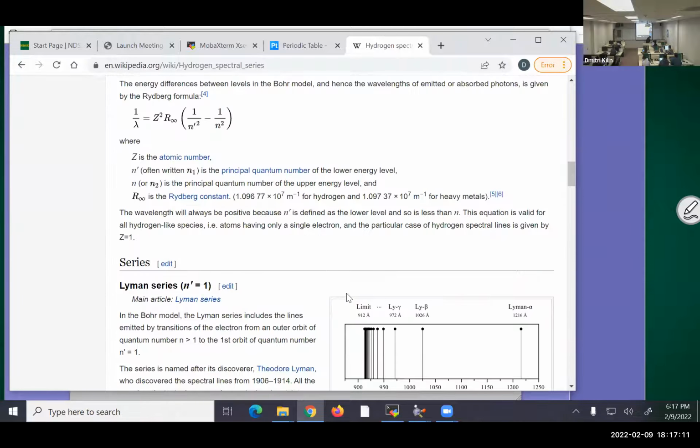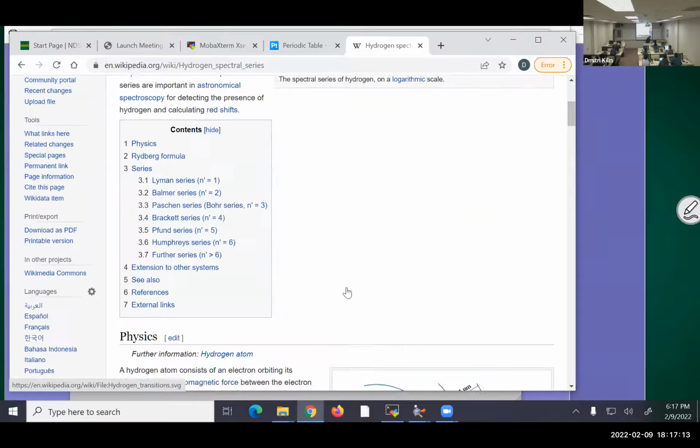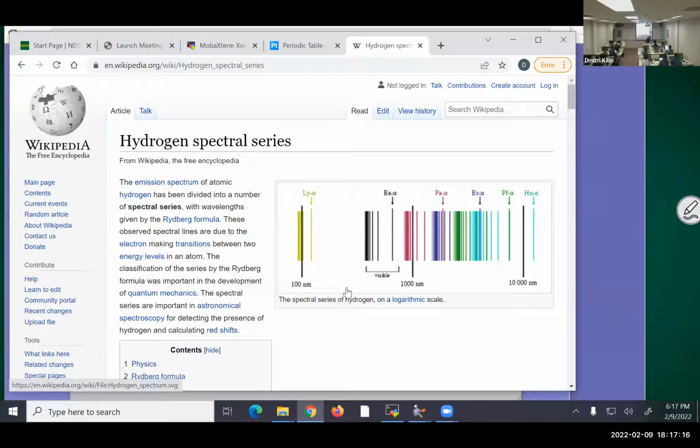I think some of these diagrams use a color scheme. Oh, visible. So anything shorter than visible in wavelengths or higher energy will be UV. Anything longer than visible in nanometers, or a smaller value of transition energy, will be infrared. Right. So if you have 13 electron volts, it means it will be UV.